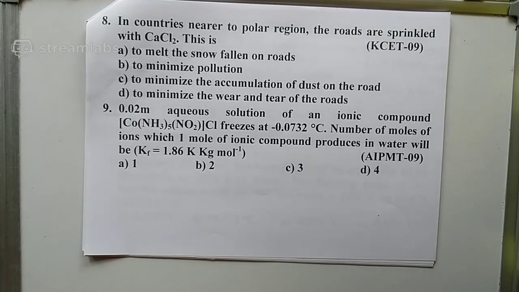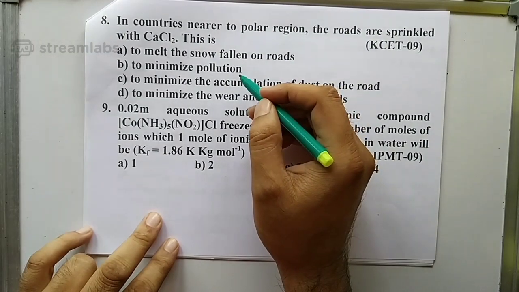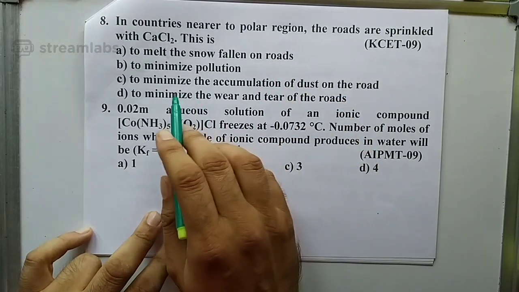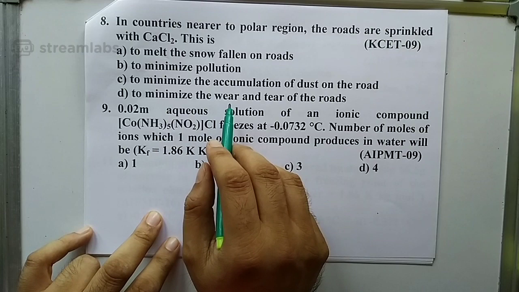Question number 8. In countries near the polar region, the roads are sprinkled with calcium chloride. This is because, definitely this is a nonsense statement, to minimize pollution, to minimize the accumulation of dust on the road, no. To minimize the wear and tear of the road, no.